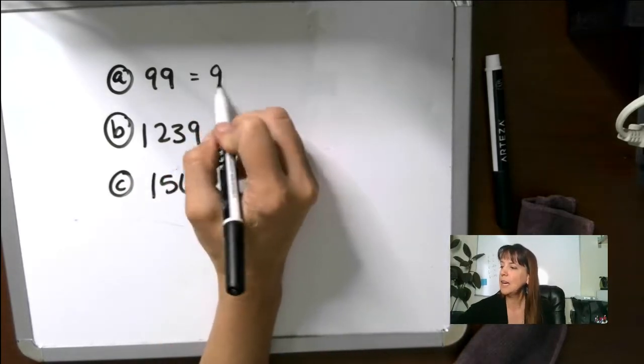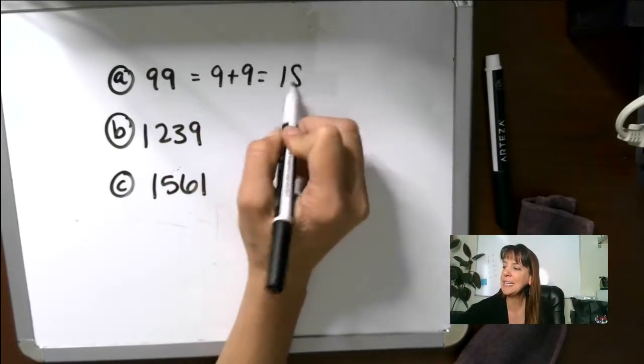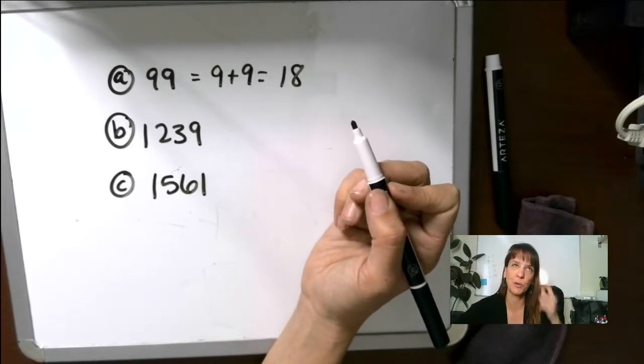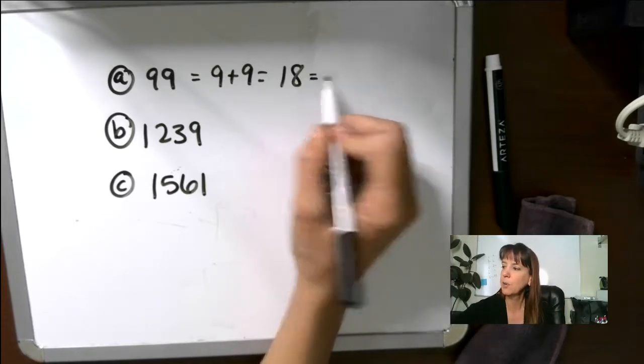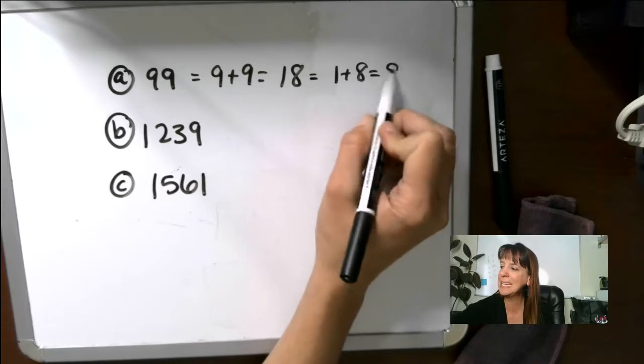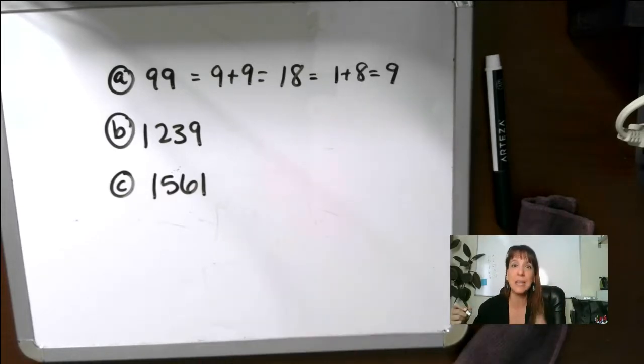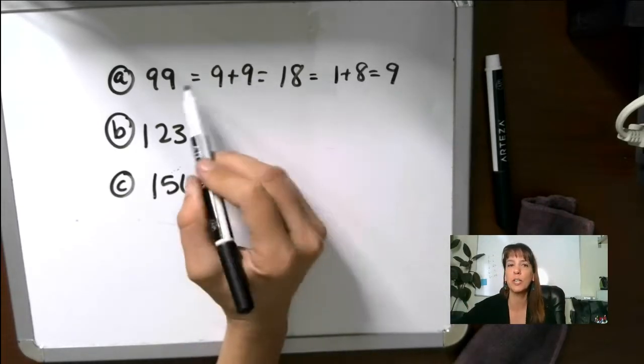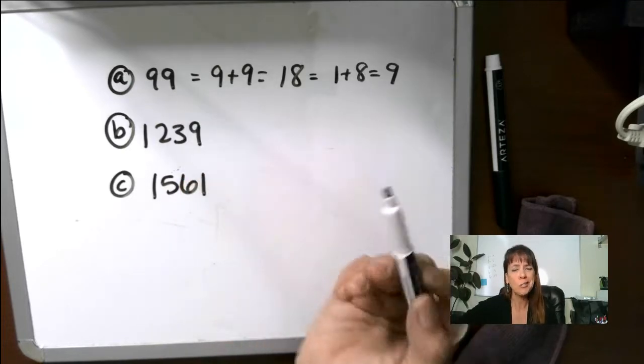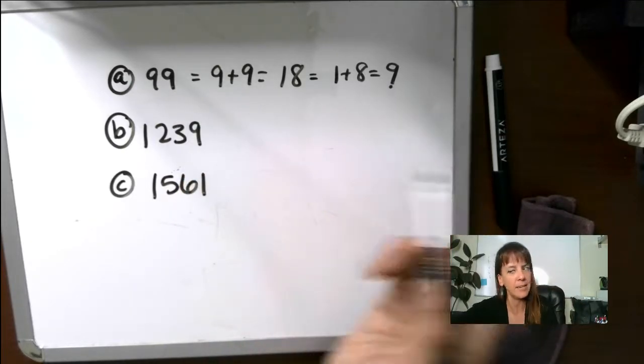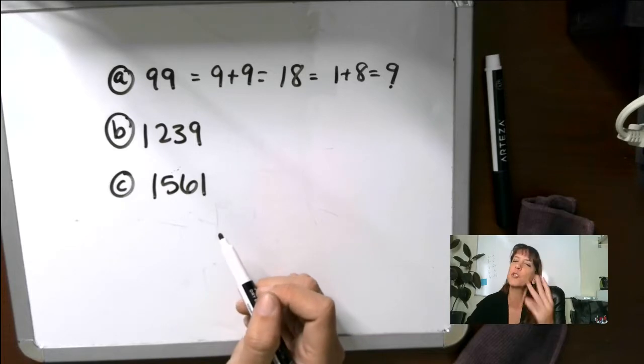99 equals 9 plus 9, which equals 18. You can break it down even further. If you're like, I don't know if 3 goes into 18, break that down further. 1 plus 8 equals 9. Does 3 go into 9? Yes, then 3 is also going to go into 99. Also, does 9 go into 9? Yes, so 9 is going to go into 99 as well. Again, the 3 is really important there. You don't have to remember the 9 so much.